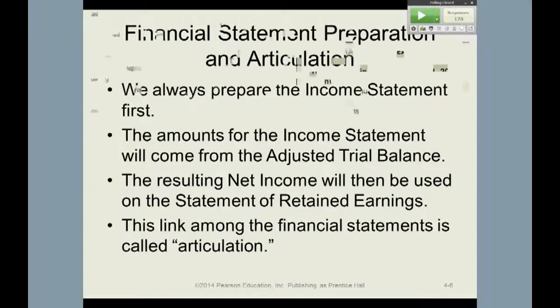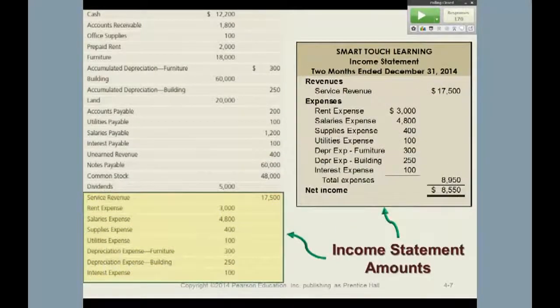So let's see that again just to review. If we take a look at this adjusted trial balance, this is after all of the adjusting journal entries were journalized and posted. The income statement accounts, of course, would include the service revenue and all of your expenses. Another question that came up was whether the depreciation would be separate on each asset account, and that is in fact correct. So the income statement would have separate depreciation accounts for furniture and for building and for whatever other asset you may have.